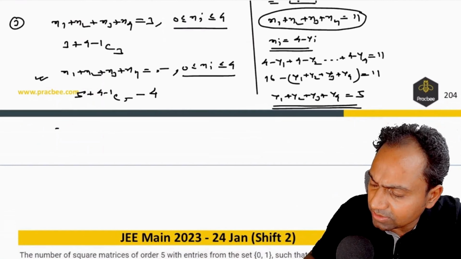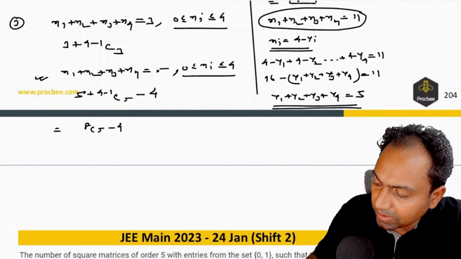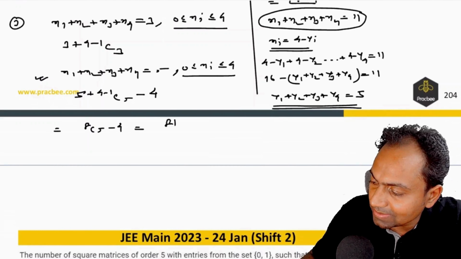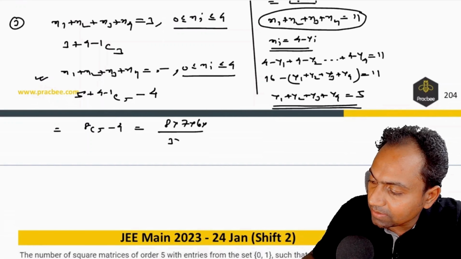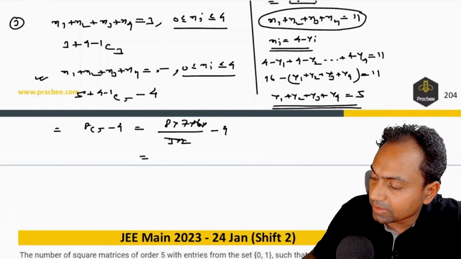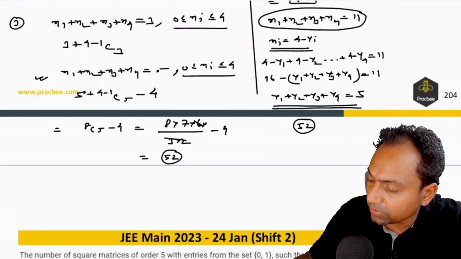So let us calculate this answer also. So this becomes 8C5 minus 4. And if I simplify, it is 8 into 7 into 6 divided by 3 into 2, minus 4. And this becomes nothing but 52. So the answer to this part is also 52.